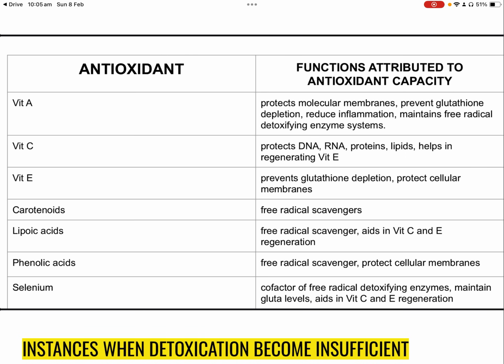Okay? Vitamin E is very important for your cellular membranes. Carotenoids are free radical scavengers, as well as lipoic acids, phenolic acids, and selenium. Selenium is a cofactor for free radical detoxifying enzymes. So this is paired together with detoxifying enzymes and it maintains the glutathione levels and it also helps in vitamin C and vitamin E regeneration.